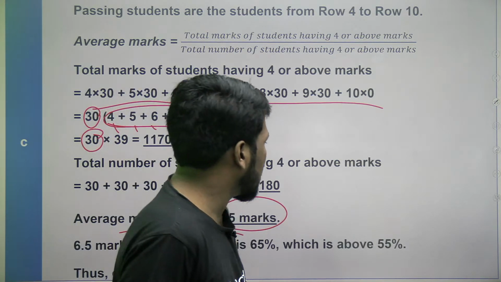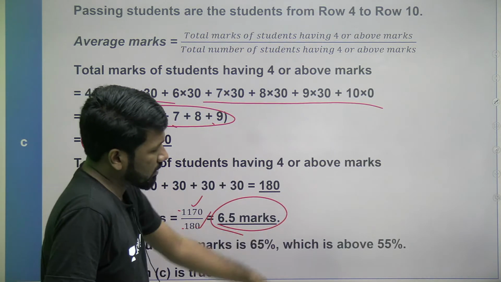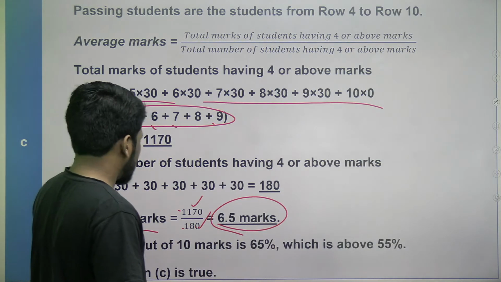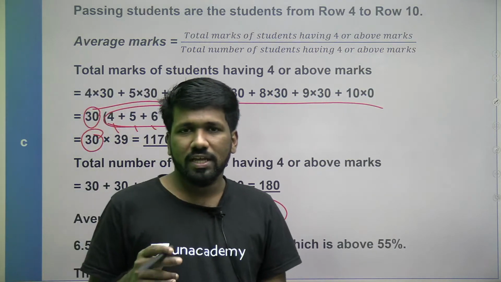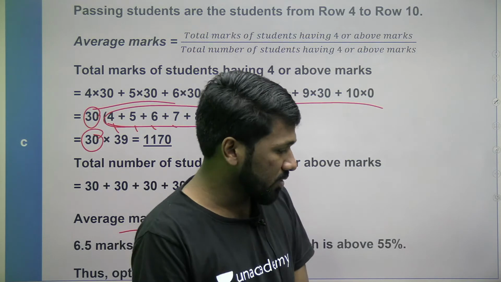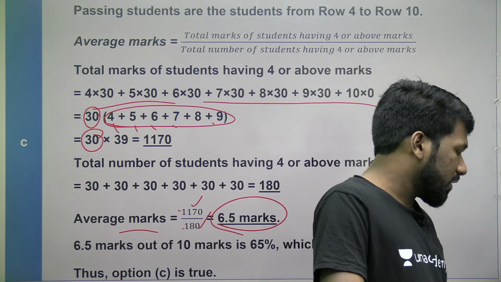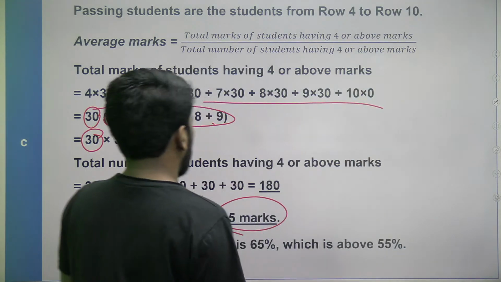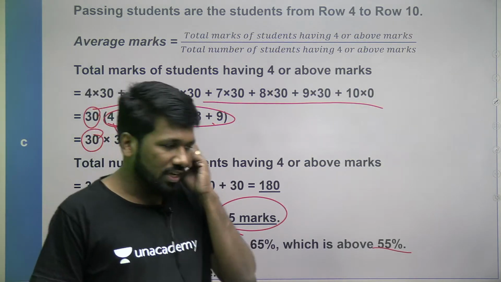And what is the condition told? Is it above 55%? 6.5 marks out of 10 marks, because the exam is out of 10. So 6.5 out of 10, is it above 55% or below 55%? 6.5 out of 10 is 65 out of 100, that is 65%. 65% is clearly above 55%. So option C is a true statement.